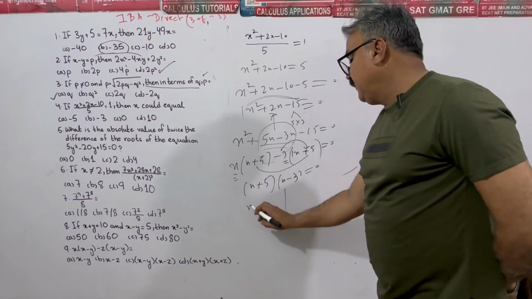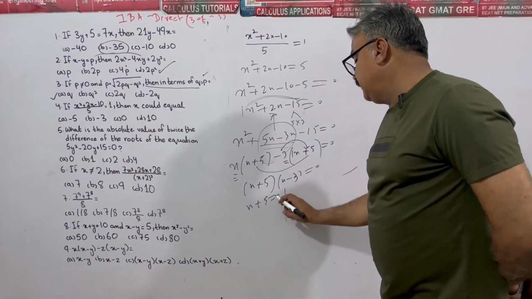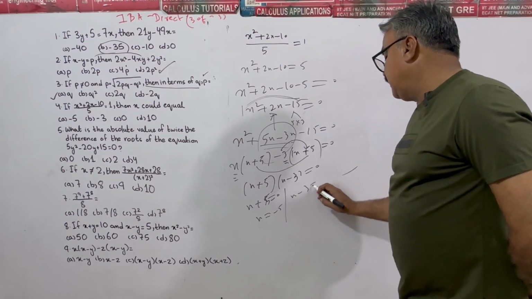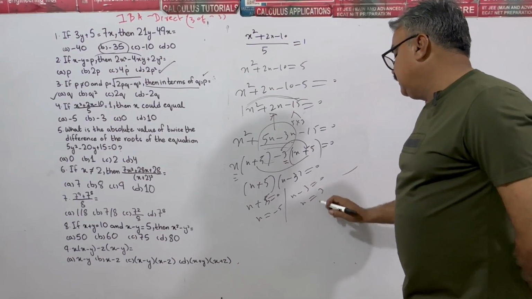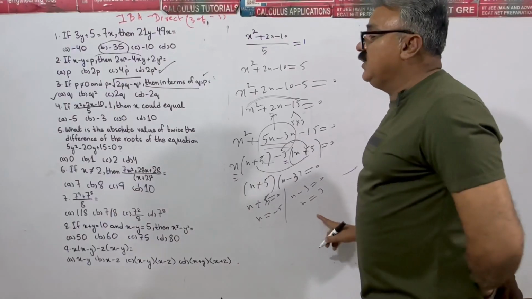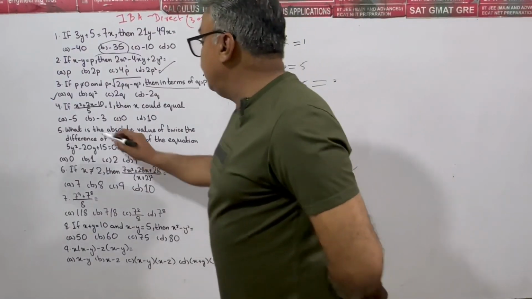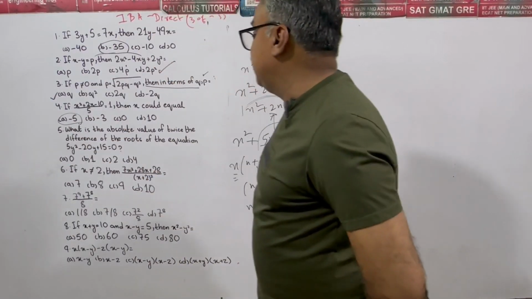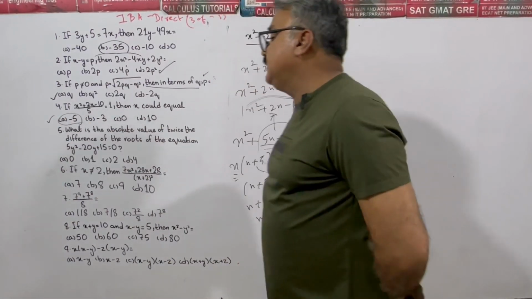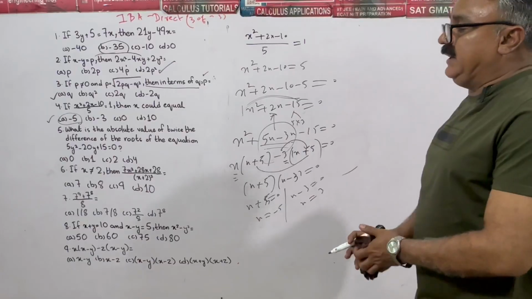So either x plus 5 is equal to 0, so x is equal to negative 5, or x minus 3 is equal to 0, so x is equal to 3. So we have the roots of this given quadratic equation, 3 and minus 5. Looking at the options, only minus 5 tallies, positive 3 is not our option. So our option is A, negative 5.